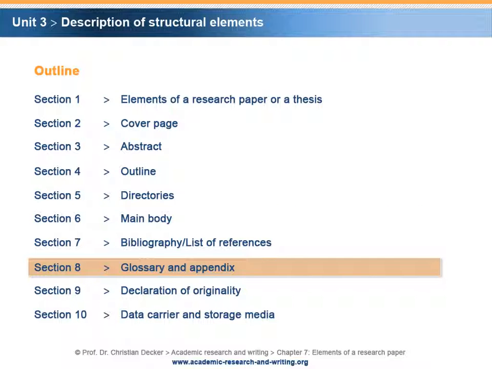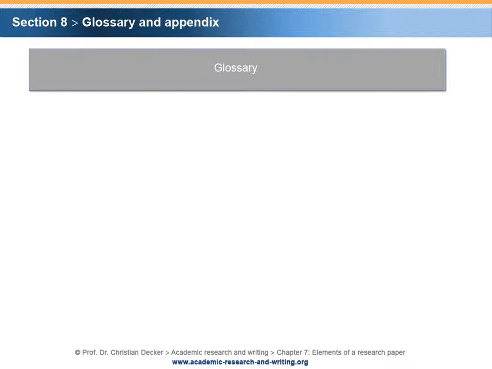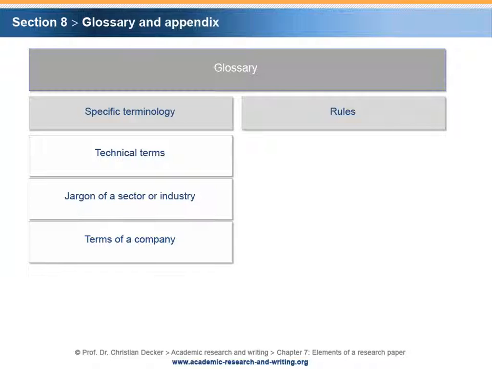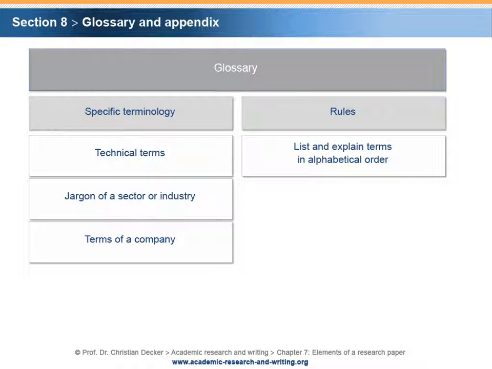Section 8. Glossary and appendix. Some research topics imply the use of specific terminology, for example, the jargon of a company or industry or specific company terms. It can be useful to provide a glossary that lists and explains relevant terms in alphabetical order.